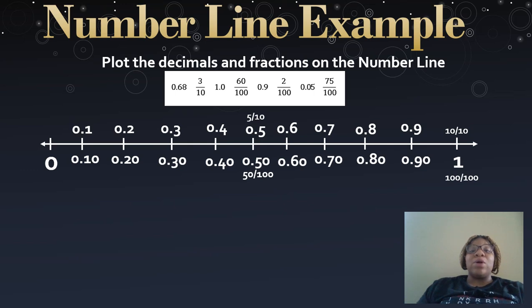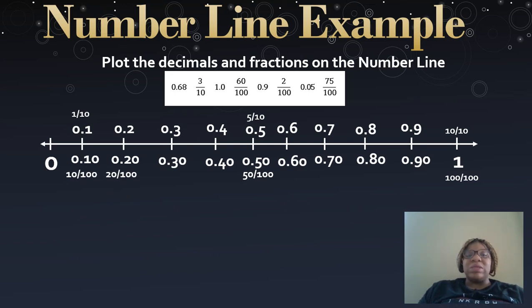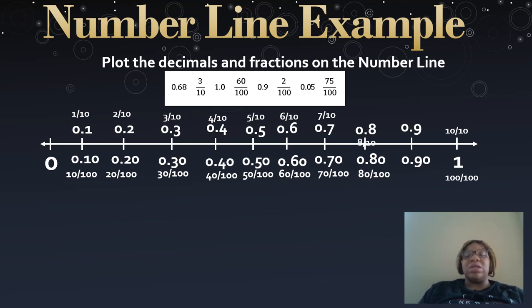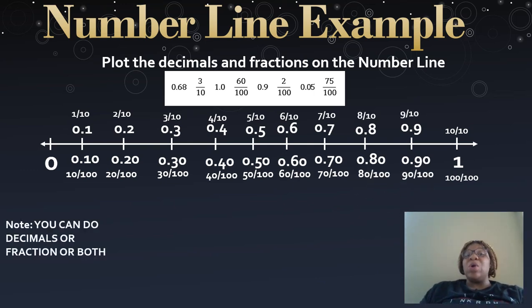So now I'm going to include those fractions. That way you can see the resemblance of what each decimal means. 10 hundredths, 1 tenth. You can say it, 20 hundredths, 2 tenths. 30 hundredths, 3 tenths, 40 hundredths, 4 tenths, 60 hundredths, 6 tenths, 70 hundredths, 7 tenths, 80 hundredths, 8 tenths, 90 hundredths, 9 tenths. There we go. Here's my note at the bottom.